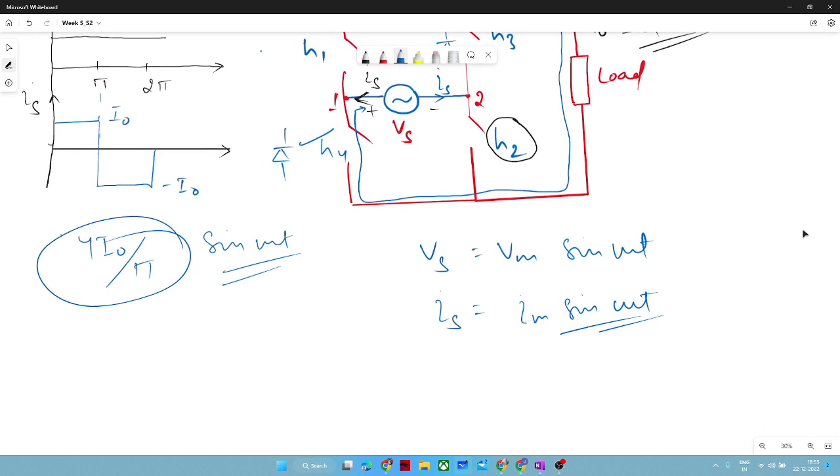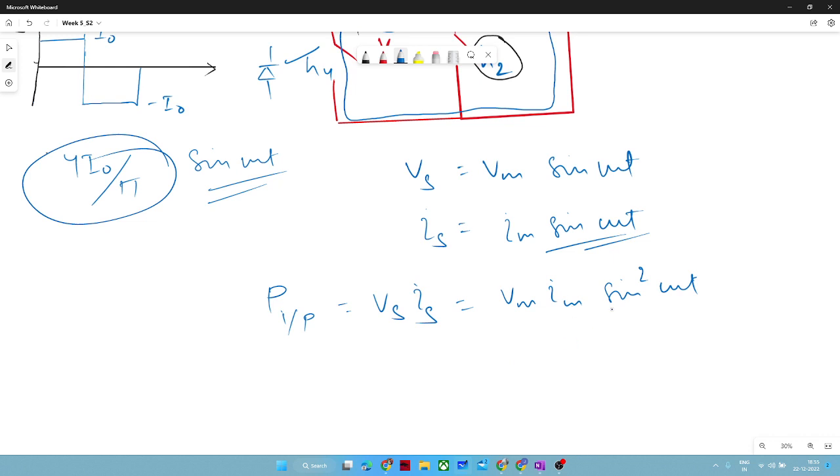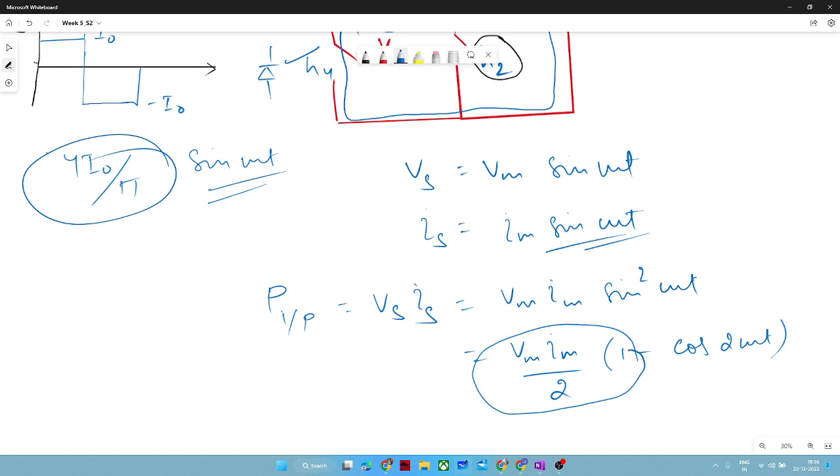After this point, you will not gain anything. Even then, power from the input side will be Vs Is, and that will be Vm Im sine square omega t. And we all know sine square omega t is nothing but (1 minus cos 2 omega t) by 2. So Vm Im by 2, (1 minus cos 2 omega t). So now you can see we are getting a DC component of power.